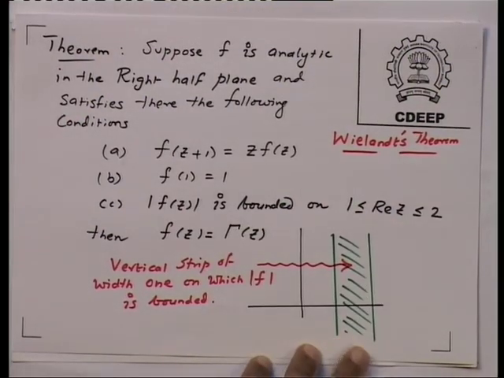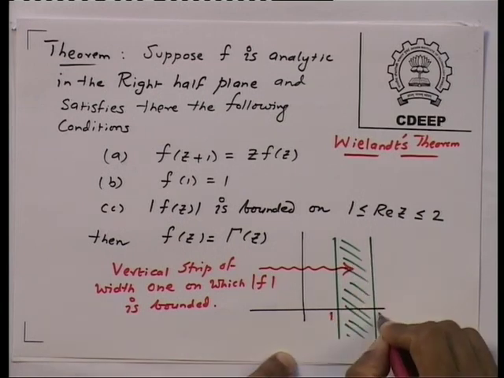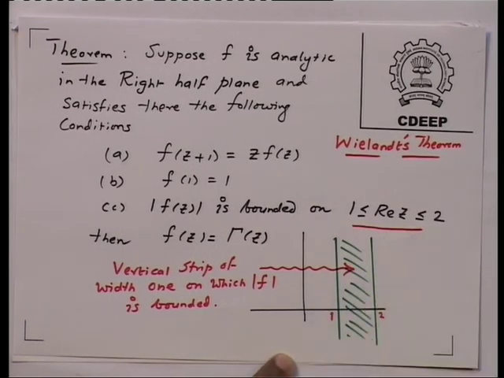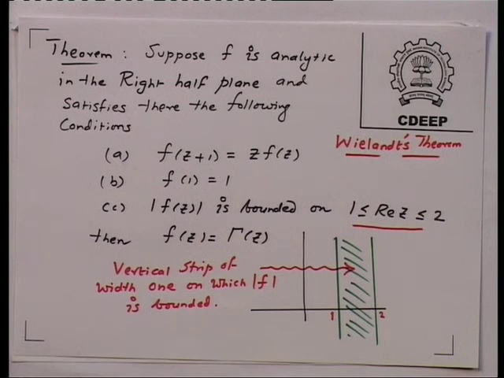And the additional condition is that the modulus of f should be bounded in a vertical strip of width 1. Here is the picture. In a vertical strip of width 1, say 1 less than the real part of z less than 2. That is a vertical strip of width 1. In that vertical strip, |f(z)| should be bounded. Very simple to state. The condition of Wielandt is very simple in its nature. It just asserts the boundedness of |f| on the vertical strip. So, if these three conditions are satisfied, then f(z) equals gamma(z).